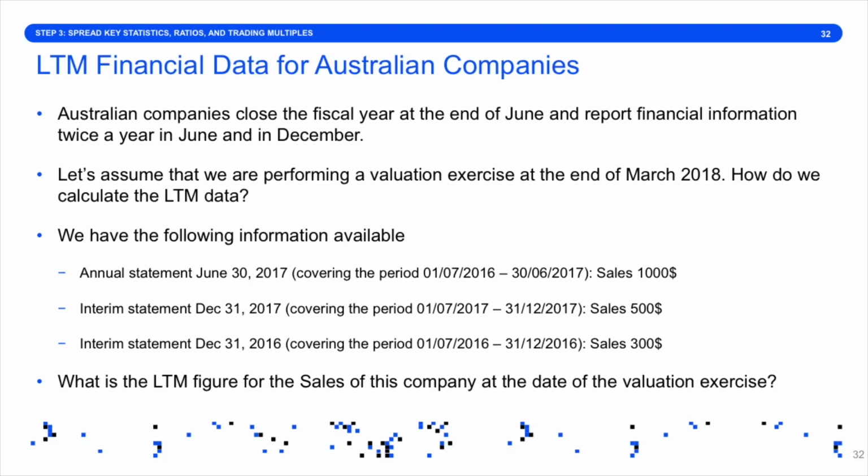Then what do we have? We have a bit more recent information because we also know the income statement between July and December 2017, where the sales are 500. And then we also know the sales from the first 6 months of the old financial period, so from July to December 2016. So what are the sales in the last 12 months?